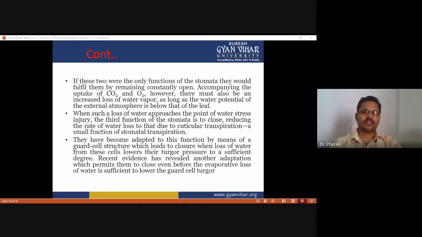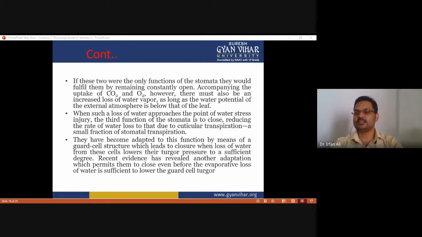They have become adapted to this third function, transpiration, by means of a guard cell structure which leads to closure when loss of water from these cells lowers their turgor pressure to a sufficient level. Recent evidence has revealed another adaptation which permits them to close even before the evaporative loss of water is sufficient to lower the guard cell turgor pressure. So this is the point.